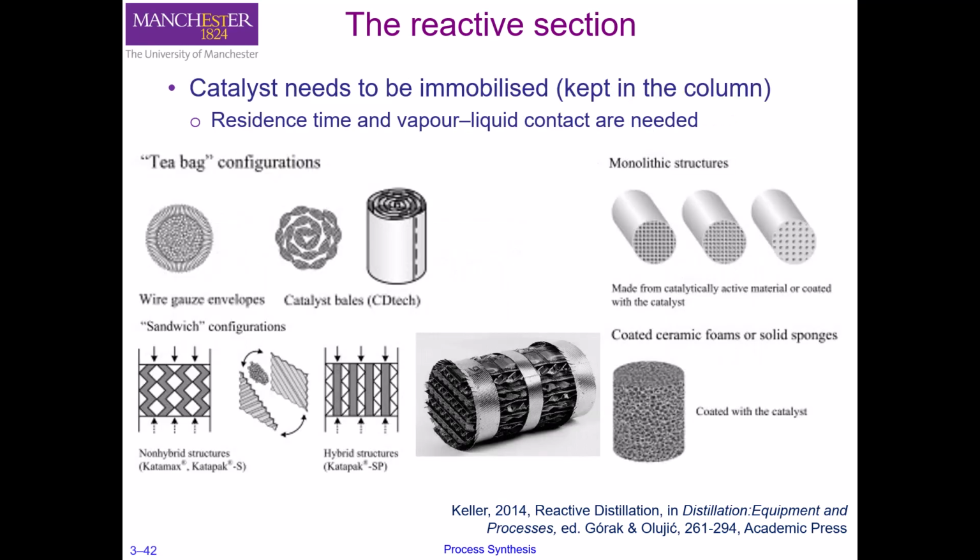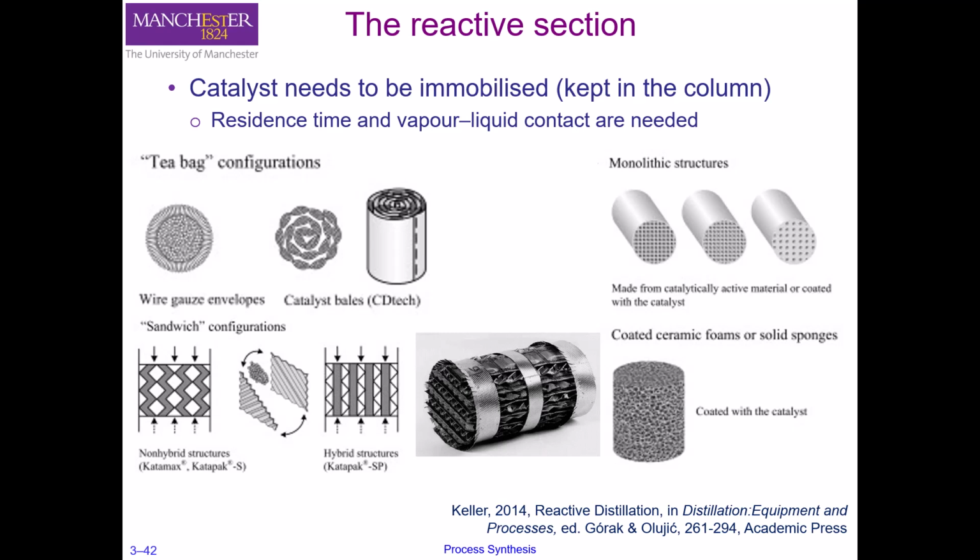Now, if we have a solid catalyst present in the system, then we want to make sure that the catalyst stays in the column, especially in the reactive zone, to allow the reaction to take place. Again, we want to enhance the contact between the liquid and vapor to allow sufficient residence time for the reactants to react. And there are different ways to do that.